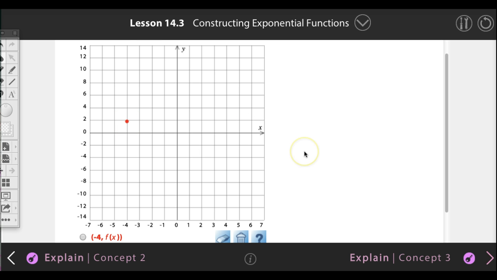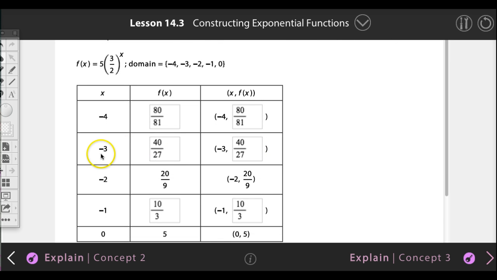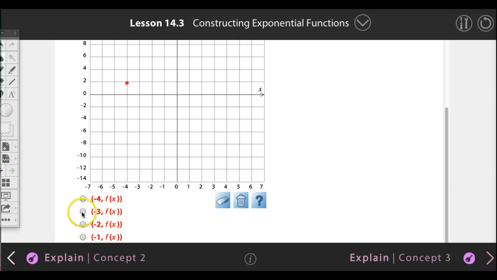Okay. And then the next one is -3 comma 40 over 27. And if you change that into decimals, that's going to be, let's see, what would it be? I'm going to actually need my calculator. So give me a minute, I'm sorry. So 40 divided by 27, and that gives me about 1.5. So my next point is this one.